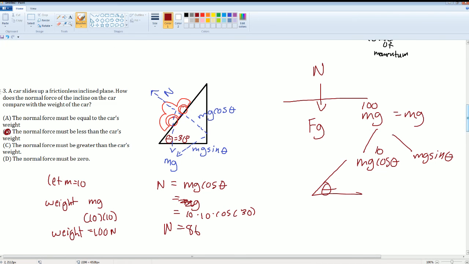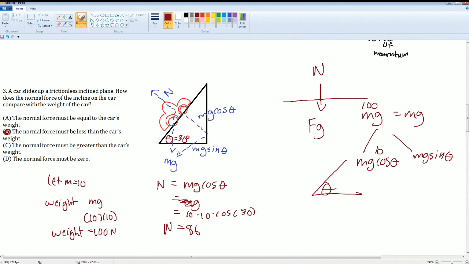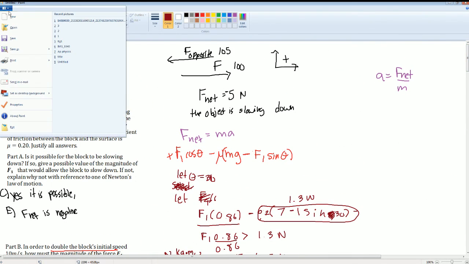And I think that's it. Hold on, let's just check. Okay, yeah. So that justifies this idea: the normal force has to be less than the car's weight, because the weight is greater than the normal force for the incline. Why? Because the weight of the car is a summation of mg cosine theta and mg sine theta. So mg cosine theta has to be less than mg, and likewise mg sine theta has to be less than mg as well. All right, so there you go. Those are all your Section 2 practice problems.